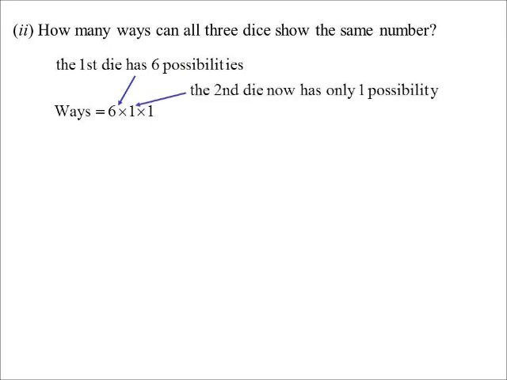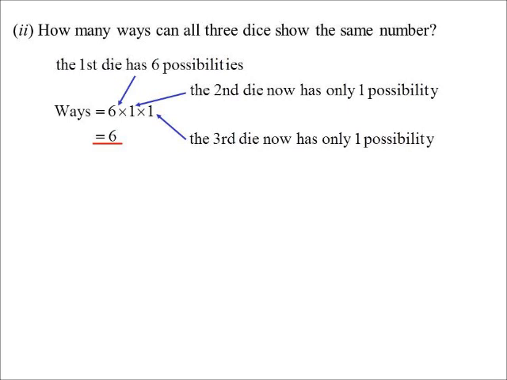Okay, so how many ways can all three dice show the same number? Well, that would be 6 times 1 times 1. I roll the first dice, 6 possibilities. But now I want them all to show the same number. The second one's only got one possibility. The third one's only got one possibility. So there's only six. And again, logic would tell you that's true, because either they all show a one, or they all show a two, or they all show a three. And so yeah, it was six.